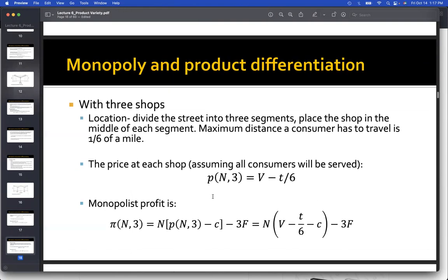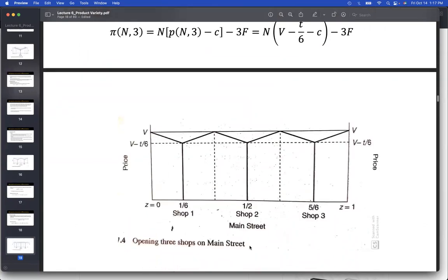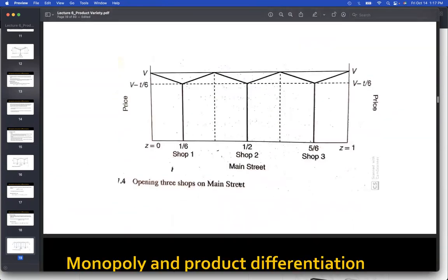With 3 shops, maybe you can see a pattern. Now it's V minus T over 6. You are dividing it again into 3. So that's why it's T over 6. And the monopolist profit is the following. See, now you're dividing it into 3. 1, 2, 3. There's no competition here because exactly these guys are the indifferent consumers and they don't really care if they move from here to here. So they're not competing with each other to get more market share.